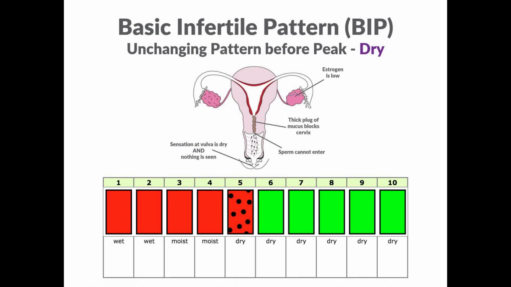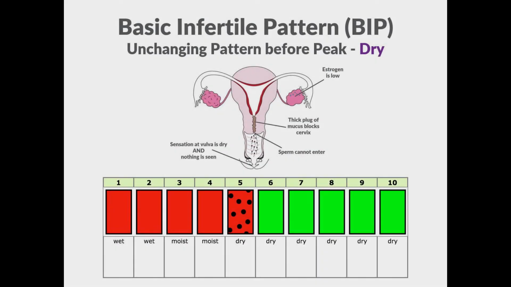Now, after menstruation, we go into a time of infertility. We call this the basic infertile pattern. Now, the BIP, or the basic infertile pattern, is variable. It can be short, it can be very long, it can go back and forth each cycle, and the woman is still healthy and still cycling normally. So in this case, this woman has a dry basic infertile pattern. It's an unchanging pattern of dry every single day, 5 days in a row, dry, dry, dry, dry, dry.